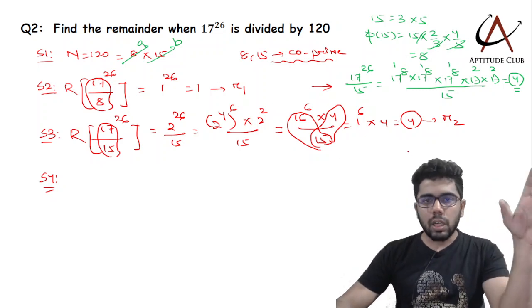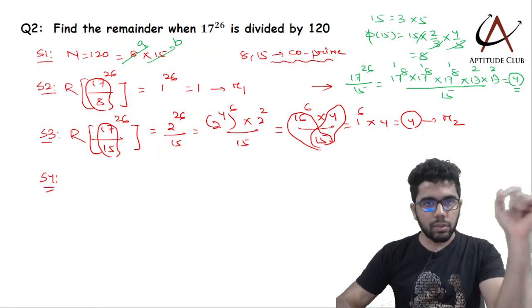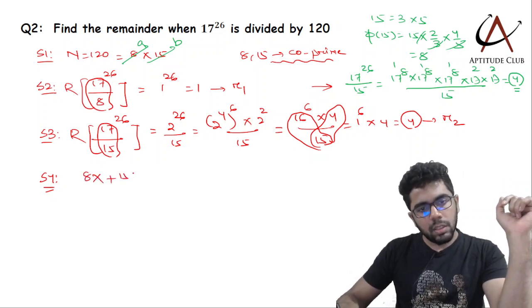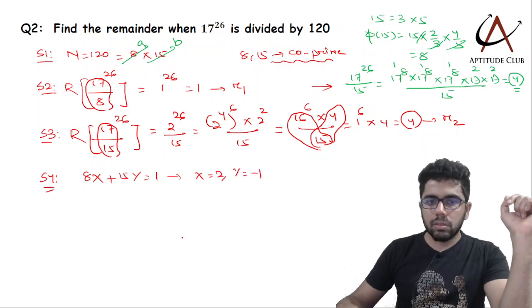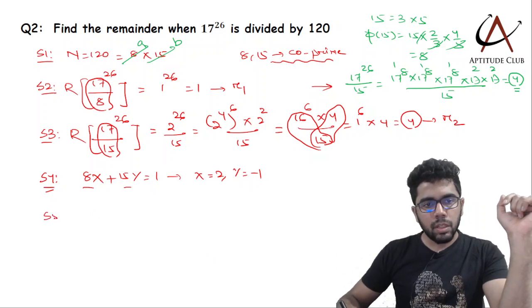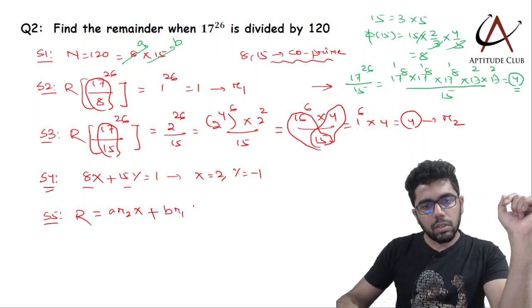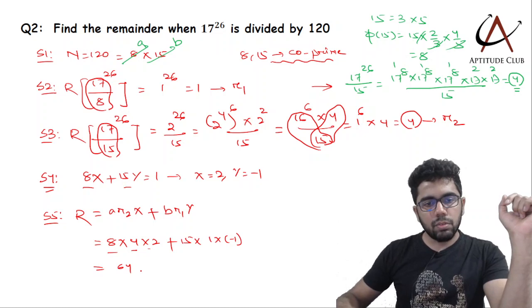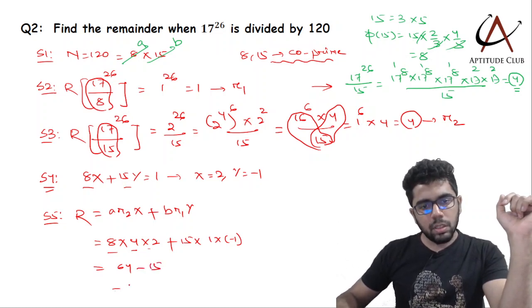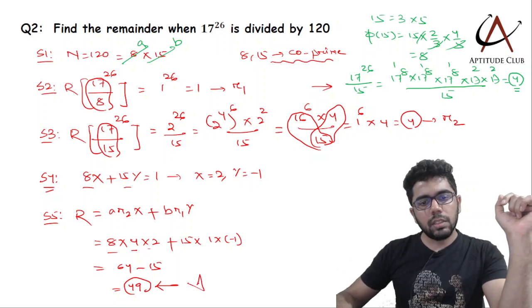Now I got R1, I got R2, I know A and B. I just need to figure out X and Y now. So I'll write 8X plus 15Y is equal to 1. तो यहाँ पे मैं X को 2 and Y को -1 ले सकता हूँ. So 16 minus 15. So my final remainder R is A R2 X plus B R1 Y. So A is 8, R2 is 4 and X is 2 plus B is 15, R1 is 1 and Y is -1. 8 into 4, 32 into 2, 64 minus 15. So 64 minus 15, I get 49 and that is my answer.